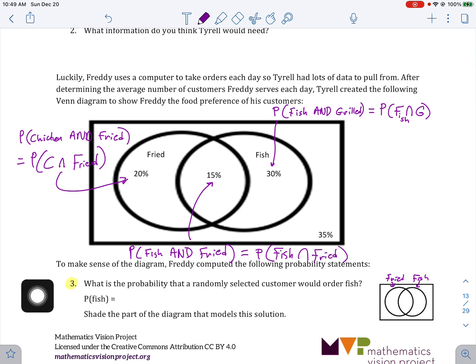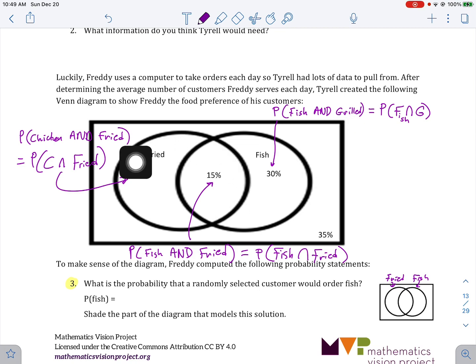So one of the things you can do is, what's the probability of fish and fried? That would be the 15% right here. You can also write that P of fish intersect, this is the intersect symbol, which is the same as and, fish intersect fried.